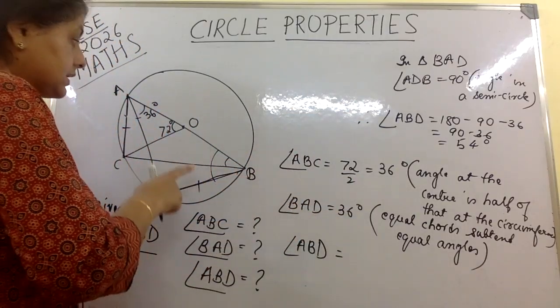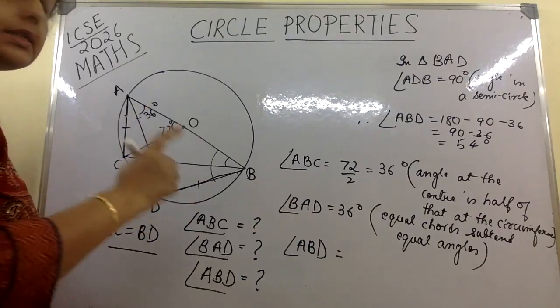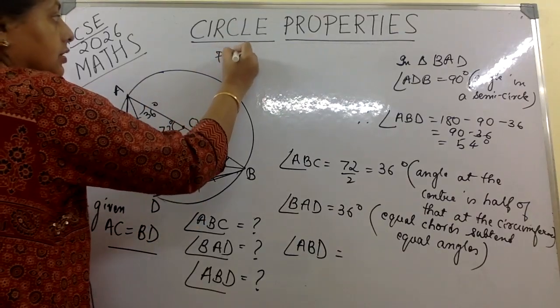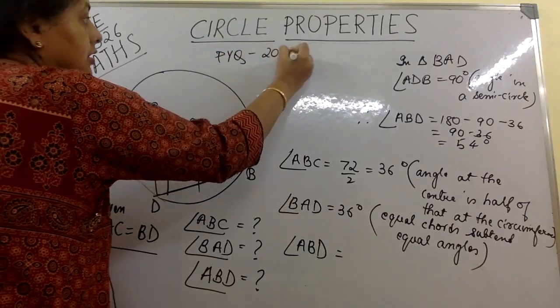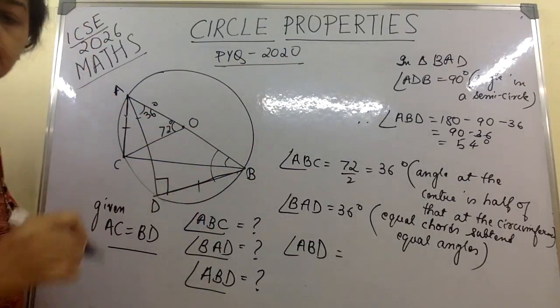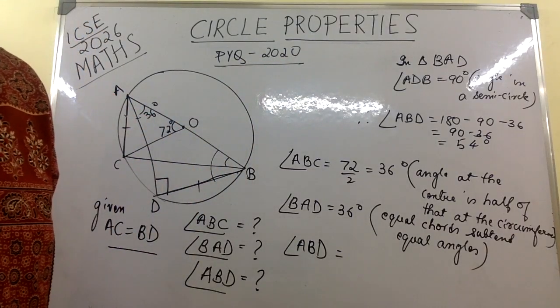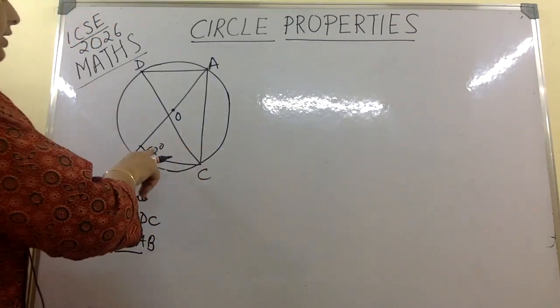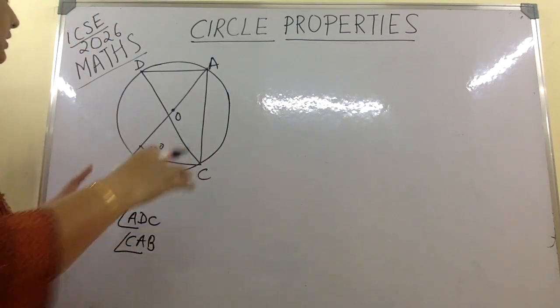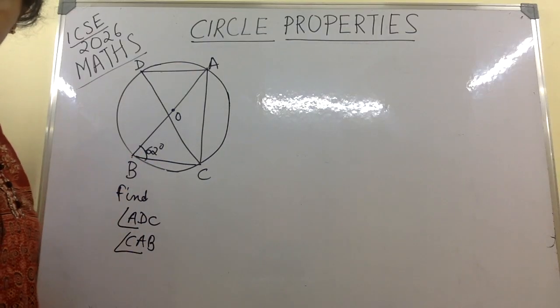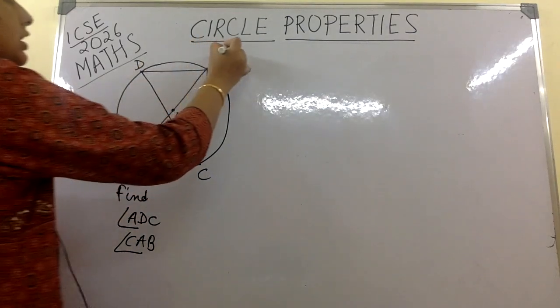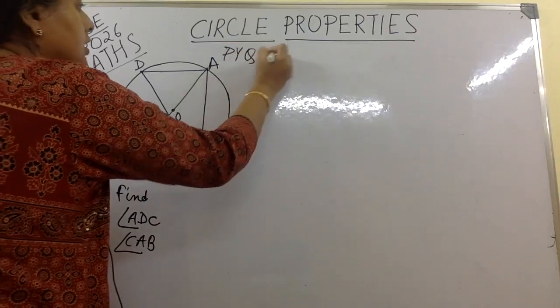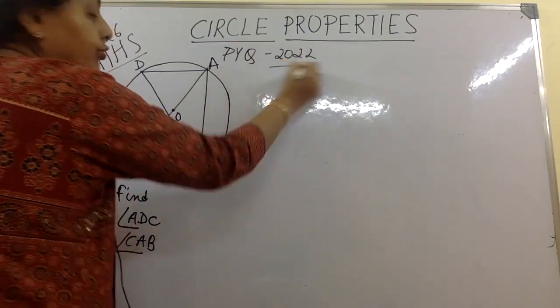So this is a sum on circle properties. This is a previous year question, 2020. This was asked in 2020. Let's move on to the next question. So here is the 62 degrees and this is the next sum. This is a previous year's question, 2022.